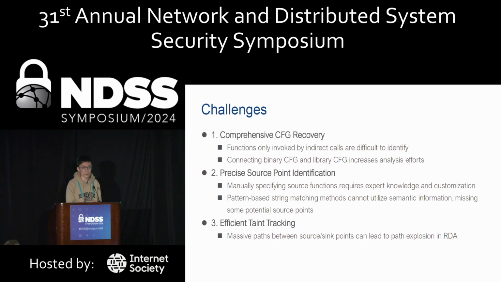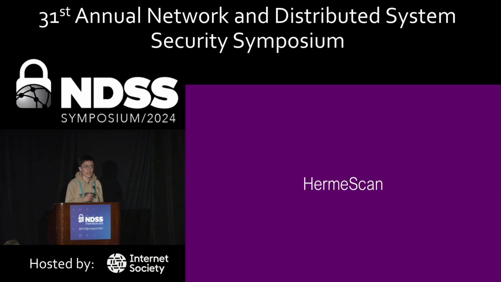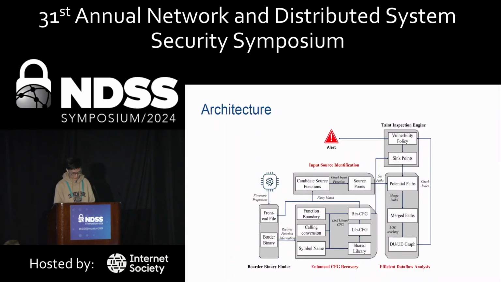So to deal with the above challenges, making taint analysis faster and better, we propose HermeScan. At the high level, this is its overview, and it features 3 key steps. First, it recovers function information to carry out an enhanced control flow graph recovery to build a more comprehensive control flow graph.